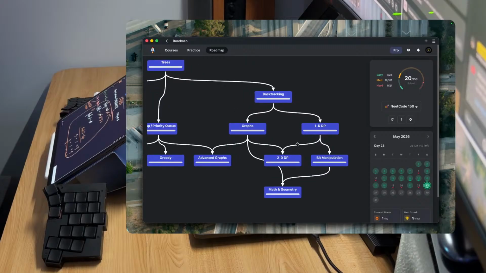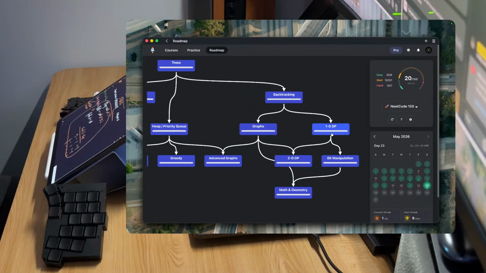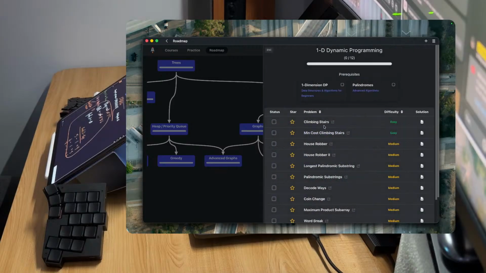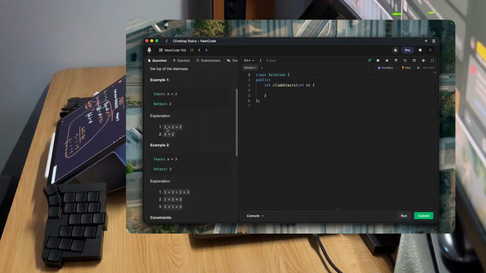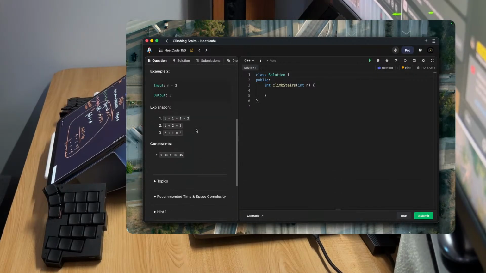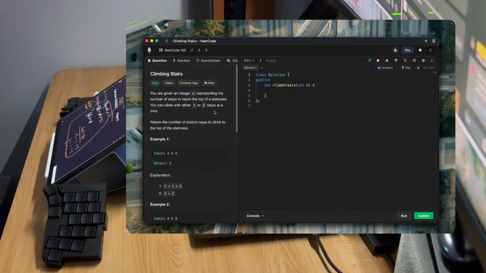Anyways, yeah, I think dynamic programming. Let's see. I have to review this dynamic programming.